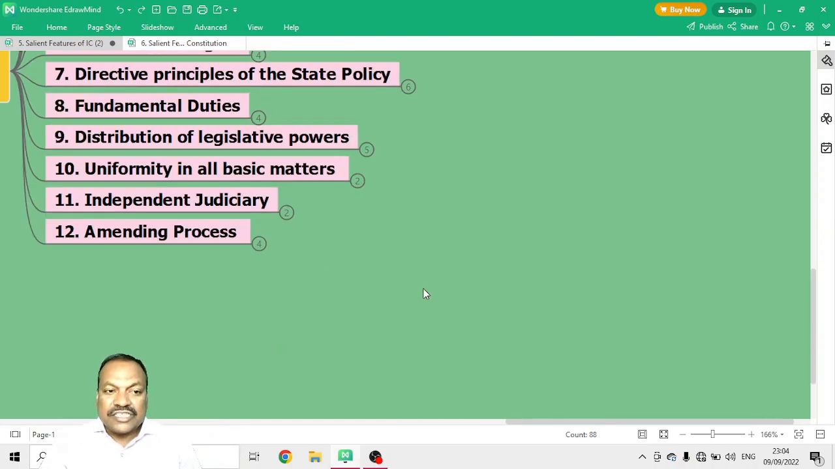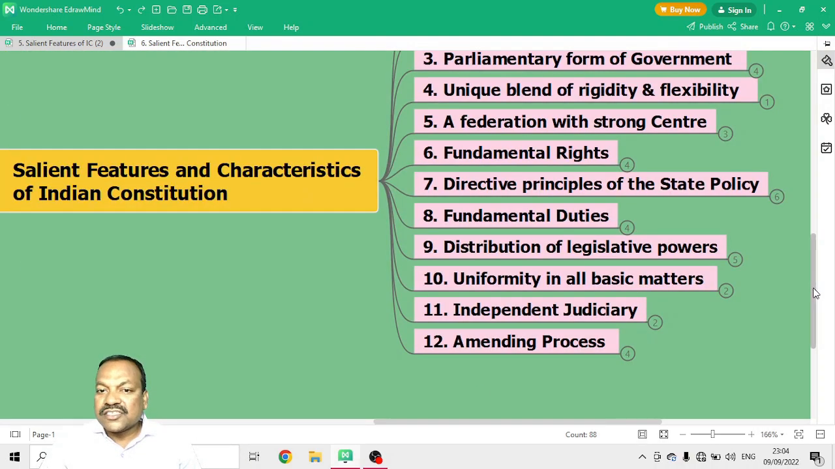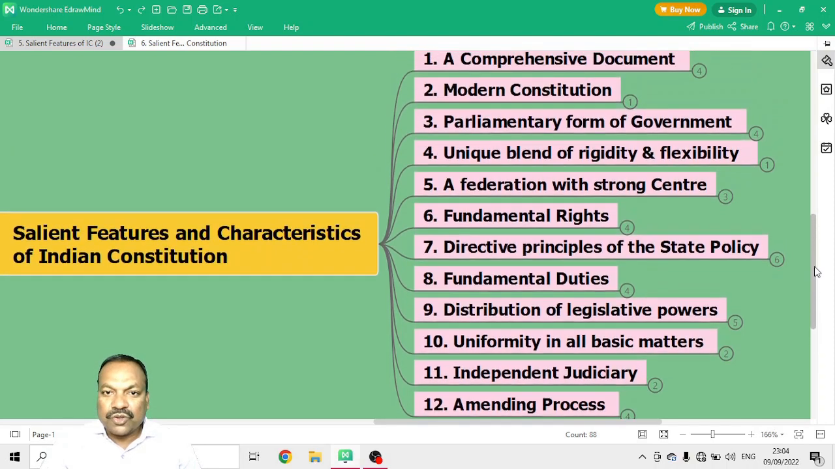So, till this, we have seen 12 characteristics and salient features of the Indian Constitution. The remaining 11 we will see in our next lecture.